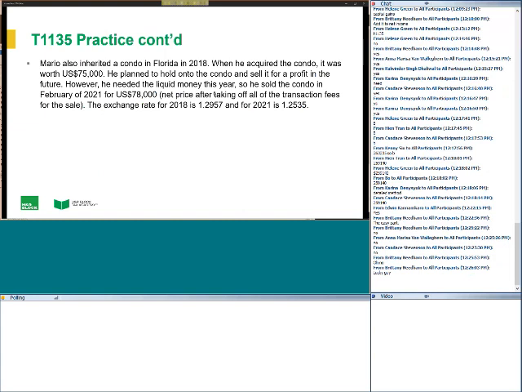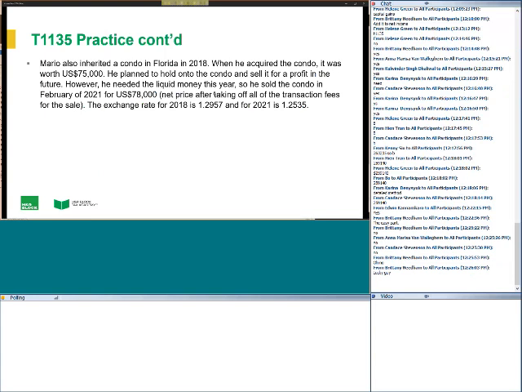His plan was to hold on to the condo and then sell it for a profit in the future. He wanted to hang on to it. His intention was never to use it for himself. It was always an investment property for him. Wanted to hold on for a long time, but the pandemic was rough, and he's like, you know what, this is a pain. I'm going to sell the condo. He was fortunate. He sold it for a little bit more than he bought it for, $78,000 American, after taking off all the fees.